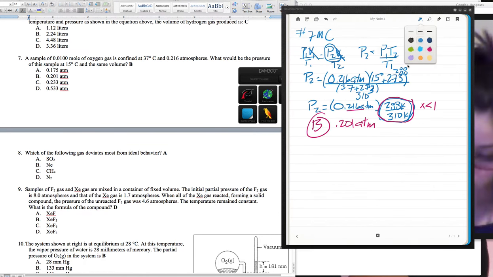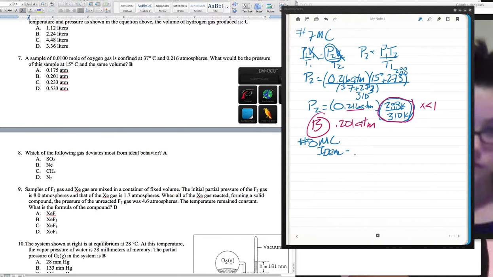So now we're going to go on to number 8. Multiple choice. Which of the following gases deviates most from ideal behavior? And ideal behavior is really, so the five postulates of the kinetic molecular theory, the KMT, are really gases that are small, there's no attraction or repulsion, their volume is negligible compared to the whole volume.